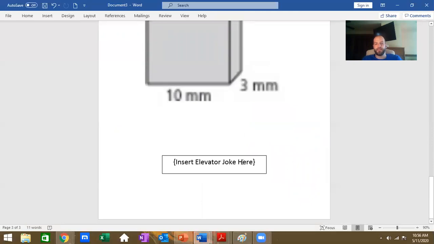And insert elevator joke here. Elevators. Elevators are great to make jokes with. Why? I don't know. I feel like you can make an elevator joke, and it just connects with people on multiple levels.